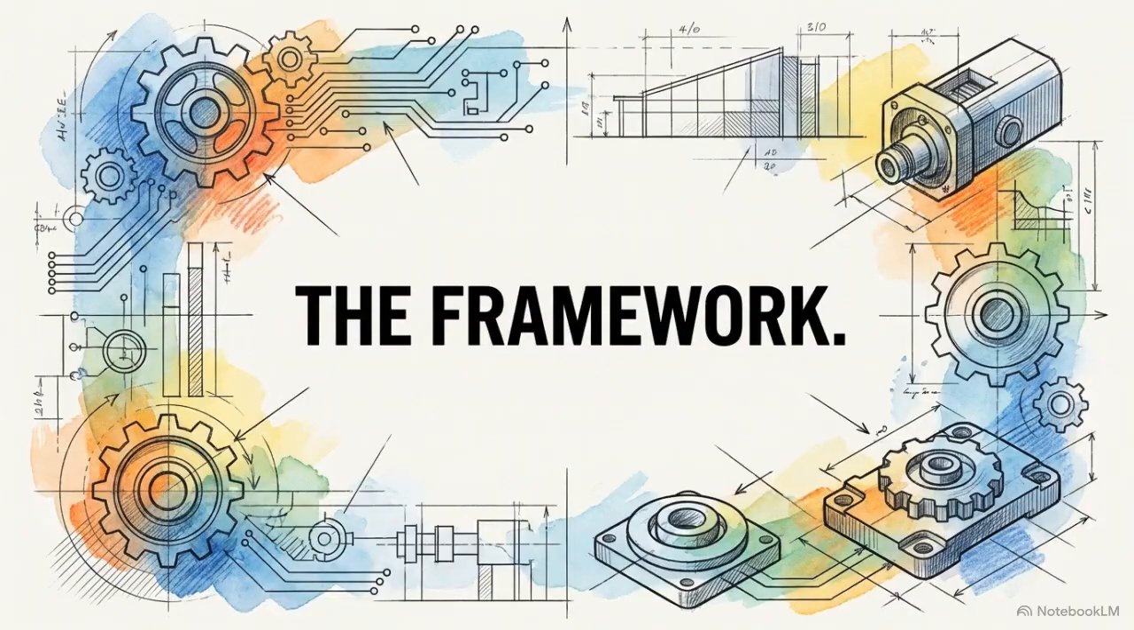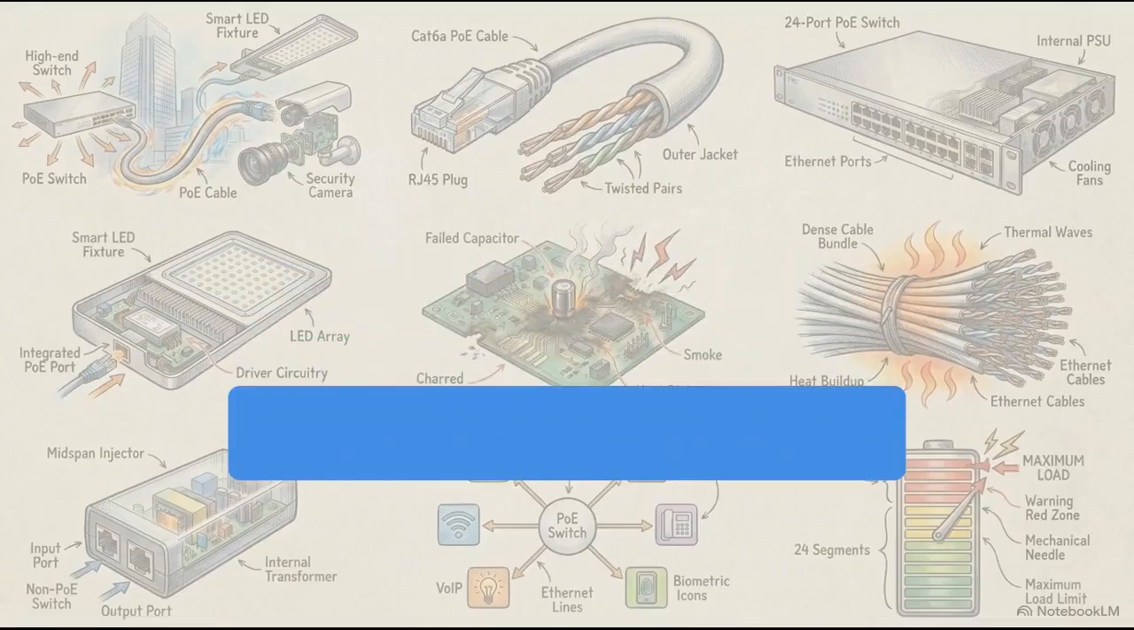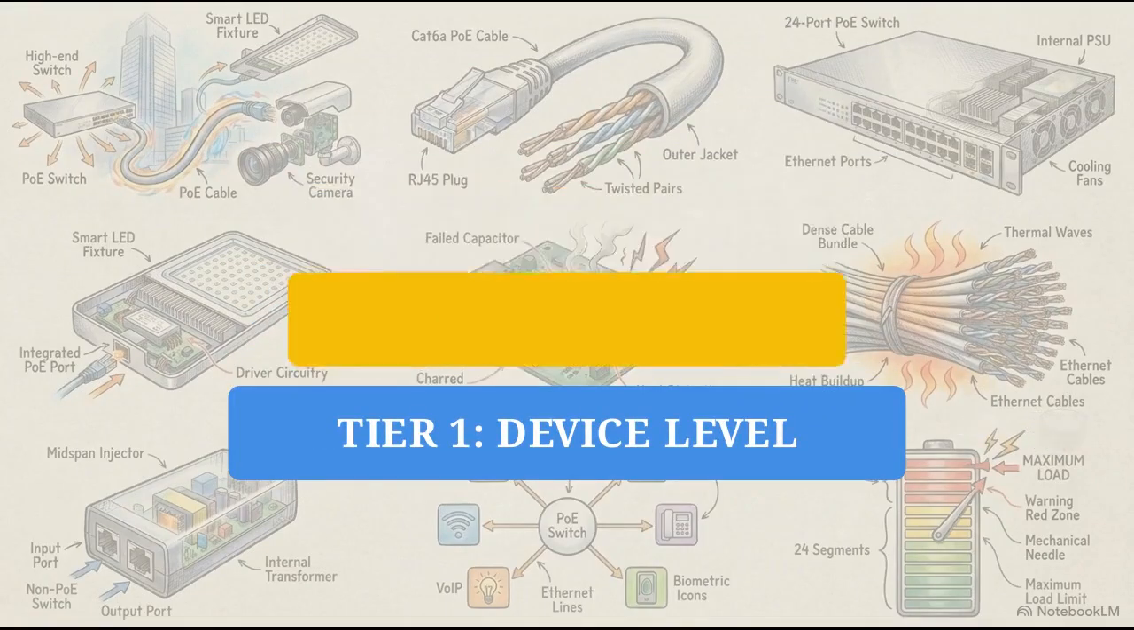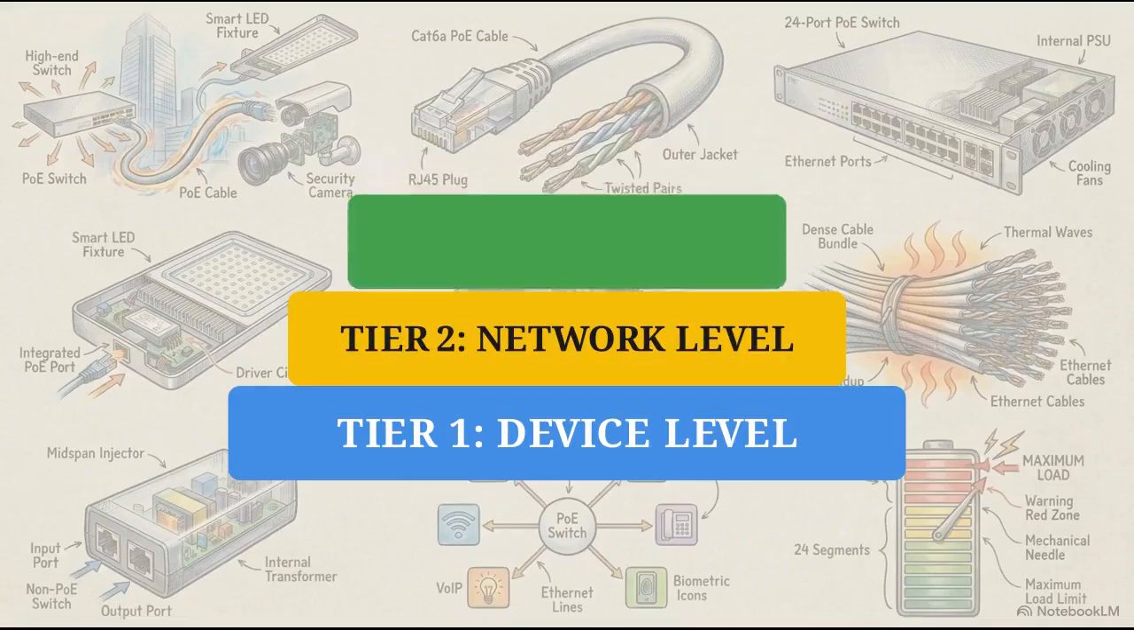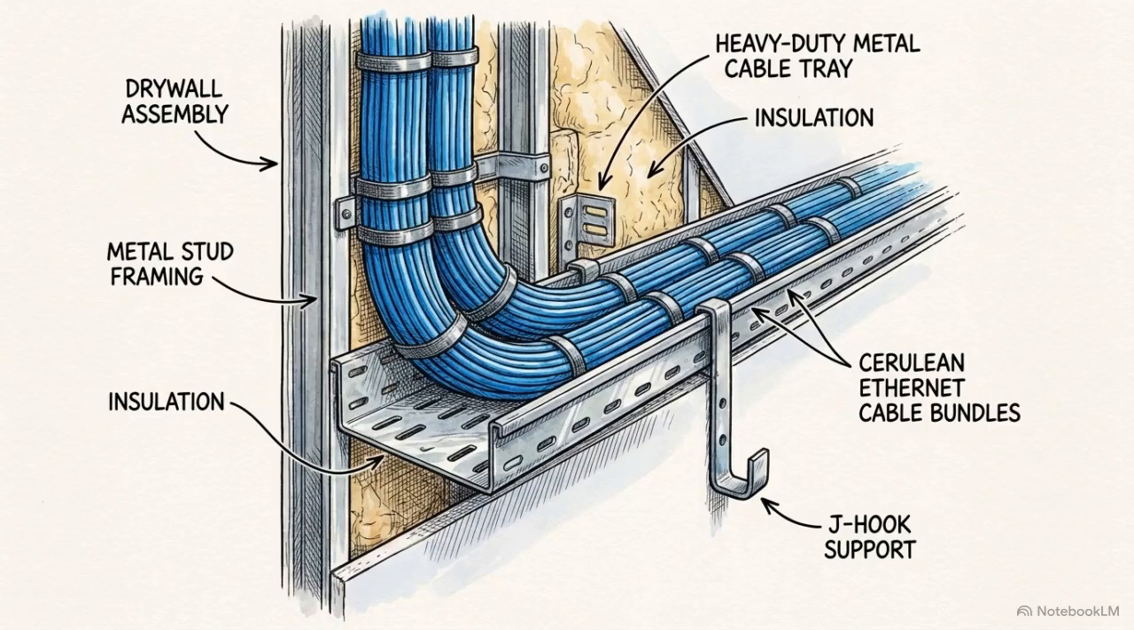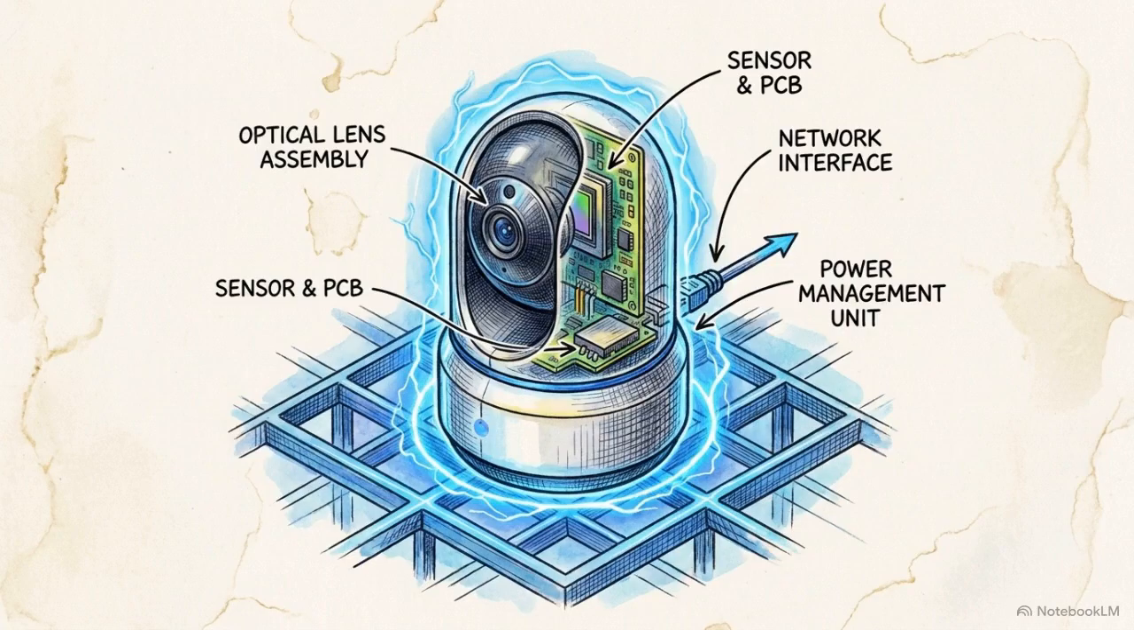We are going to clear this up. We will walk through a 3-tier framework to help you specify your PoE infrastructure correctly the very first time. Mastering these tiers protects your physical hardware investment and prevents catastrophic bandwidth and power bottlenecks once the walls are closed up. Tier 1 of the PoE Matrix evaluates power requirements strictly at the individual device level.